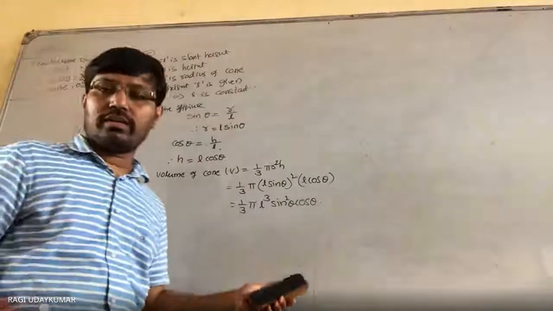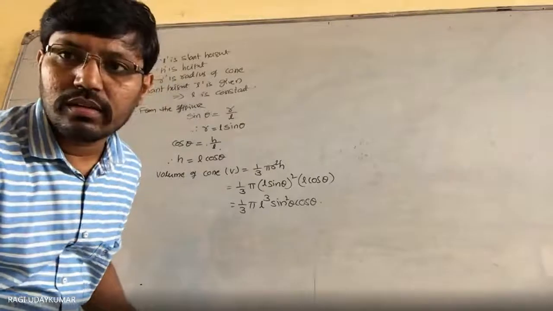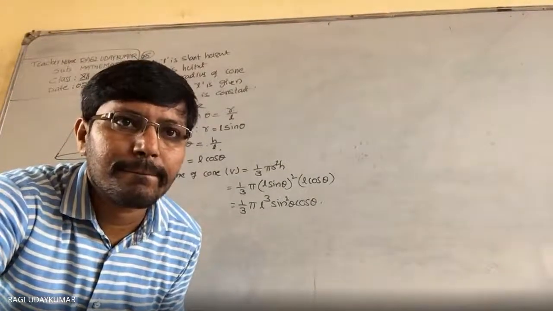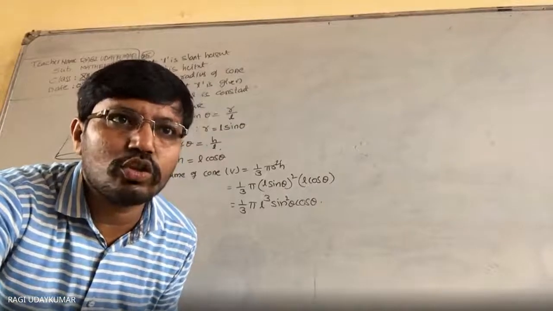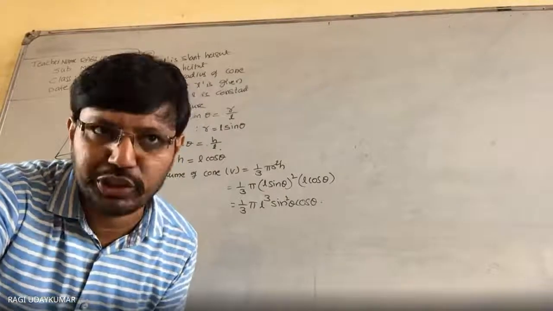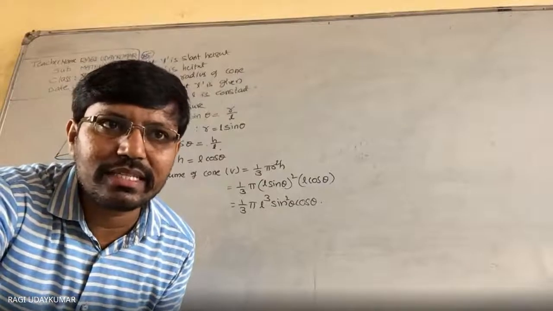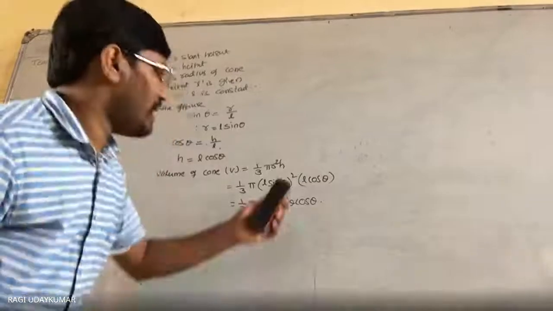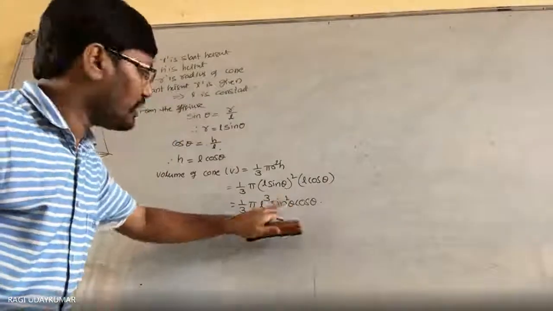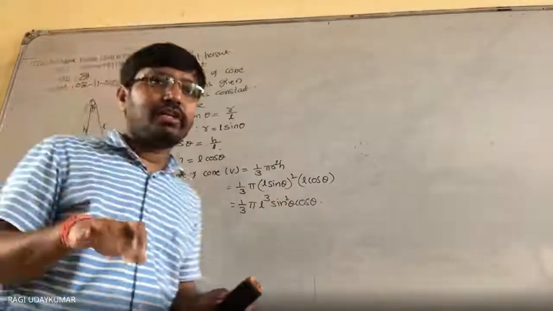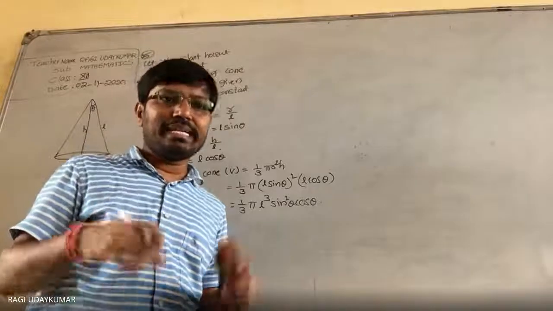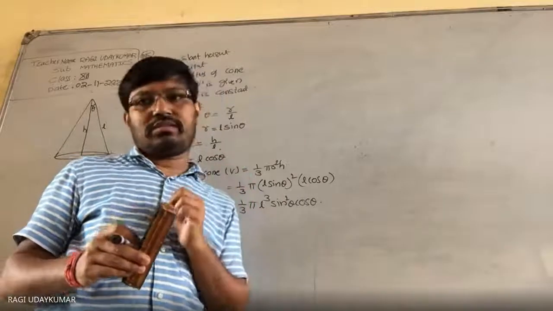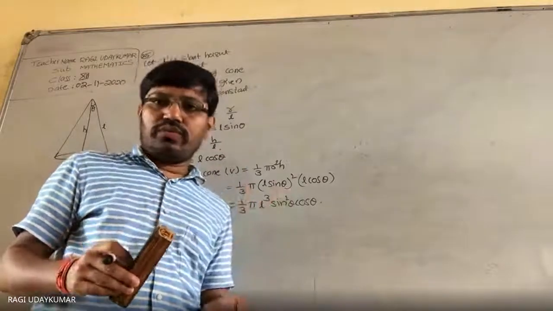So what to do here in this situation? With respect to theta, we have to differentiate. Differentiate this with respect to theta, because here L is constant, it is fixed. So that theta we need to find out by considering dV by d theta equal to 0. We differentiate with respect to theta twice, once you find out, okay?